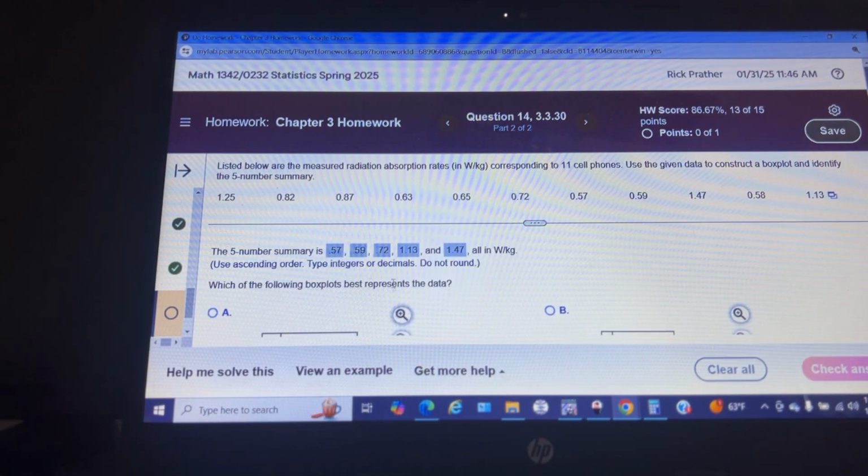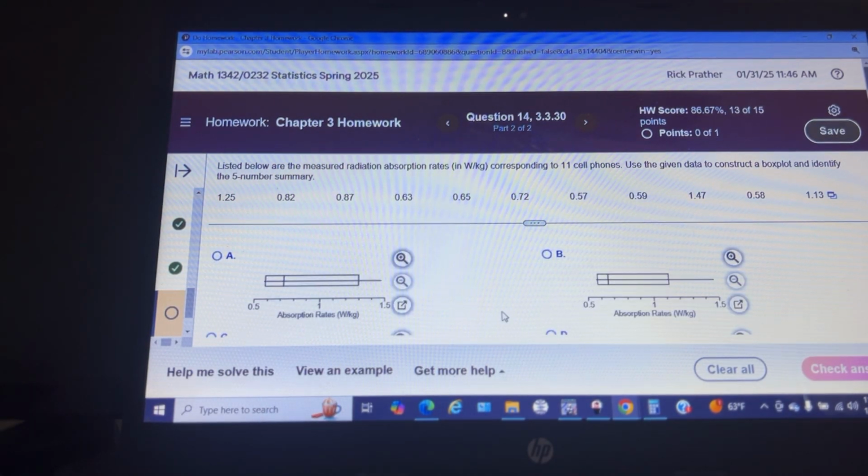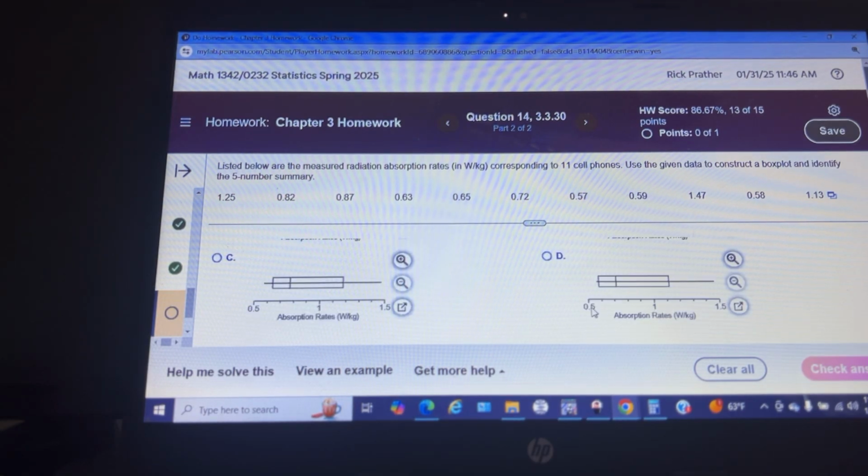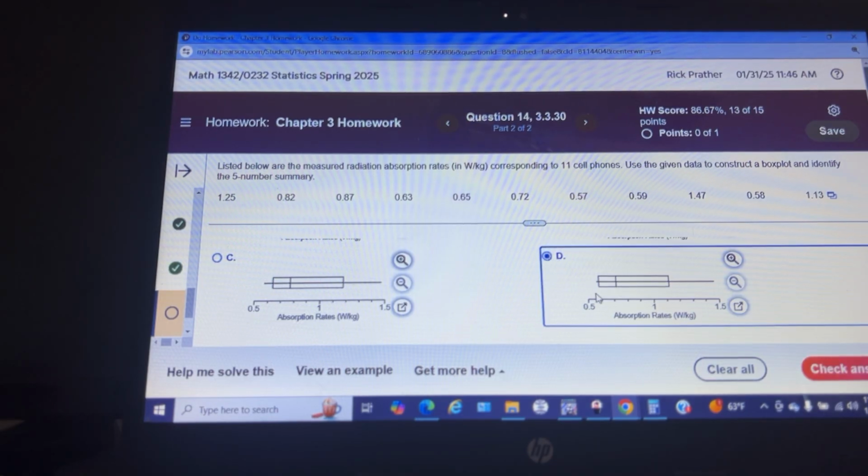So next I would check the median. The median's 0.72. Here's 0.5, 0.6, 0.7. So now B's out. That's not 0.72 for the median. 0.5, 0.6, 0.7. Yeah, see, that's a little past 0.7. So that could be D. And I think I've eliminated the other 3, so that would be D.